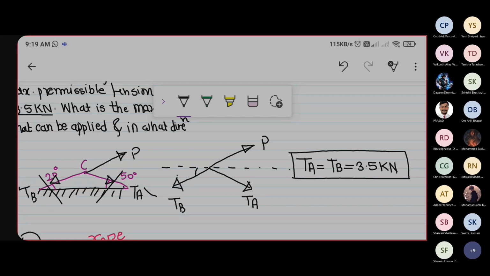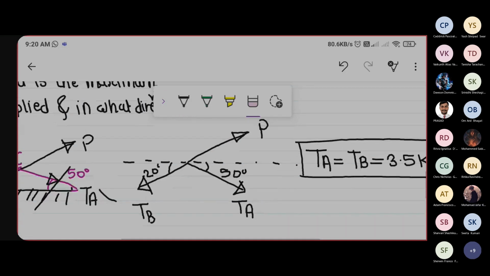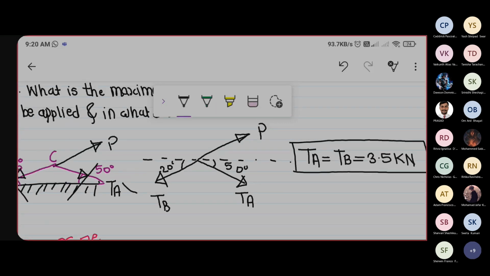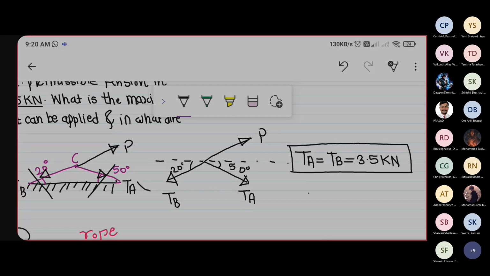This angle is 20 degree, and this angle is 50 degree. 50 degree and 20 degree. How? Because of Z, similar angles. Now they are asking to find the force P and the angle of force P.